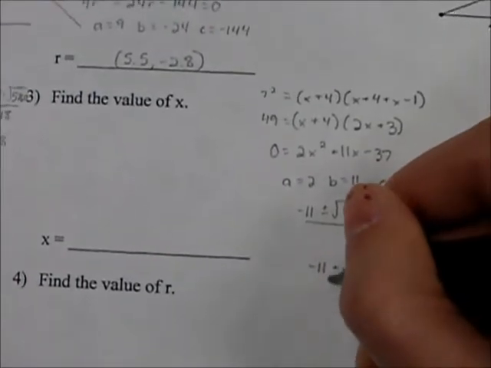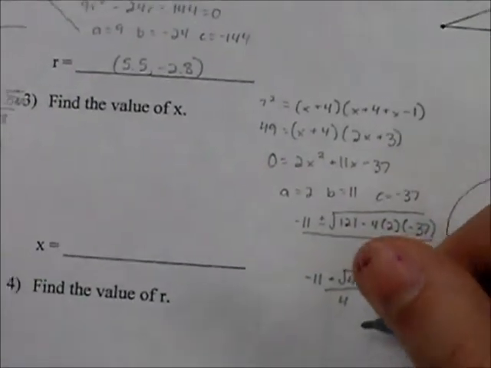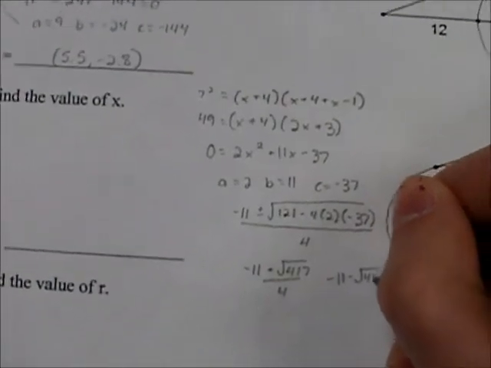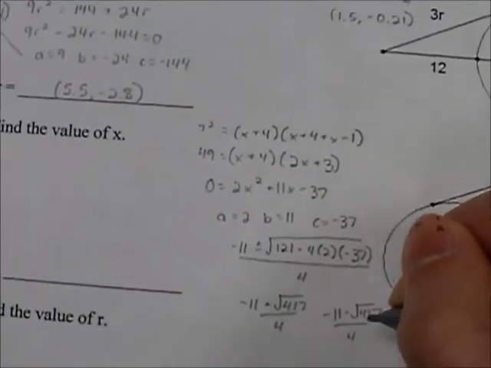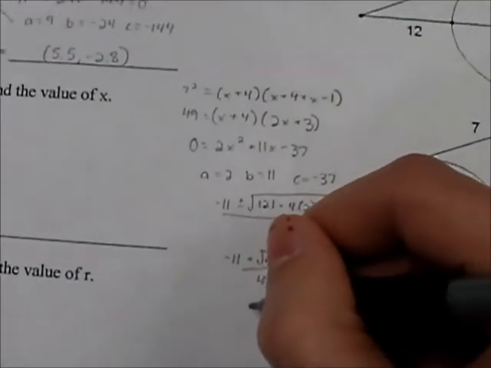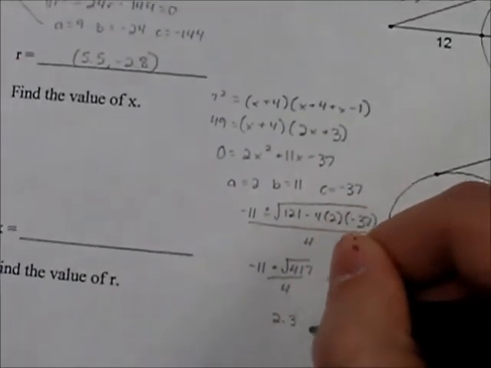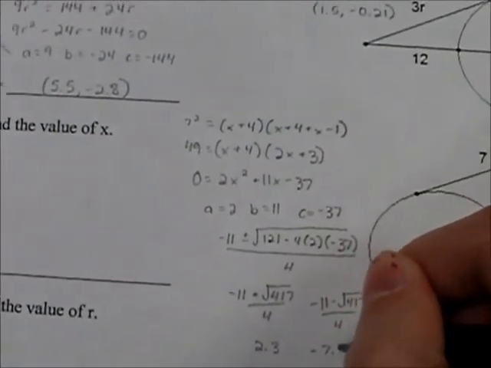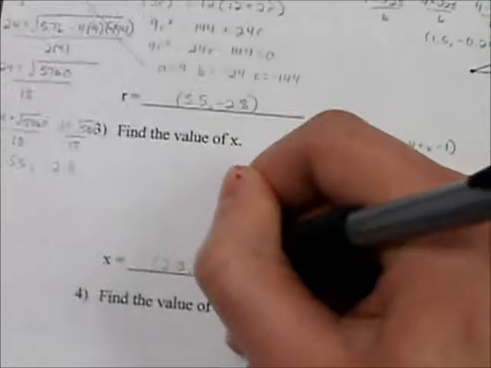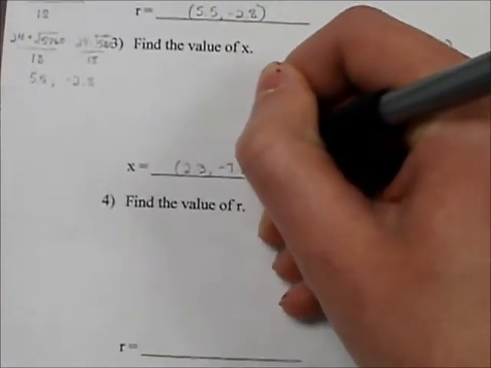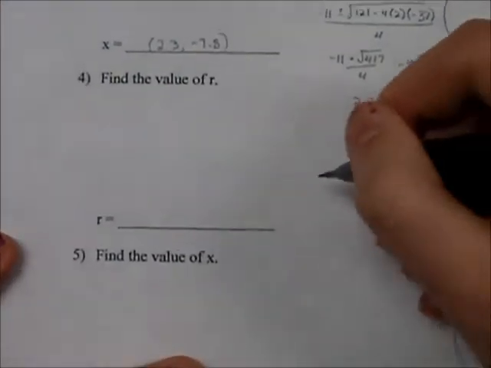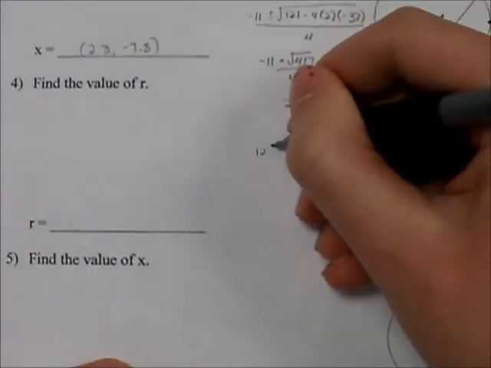Simplifying, we have negative 11 plus or minus square root of 417 all over 4, and you just subtract 1 and then add 1. So we're going to have 2 answers once again. Again, we're going to take the positive. So our answers are going to be 2.35 and negative 7.8, my bad.